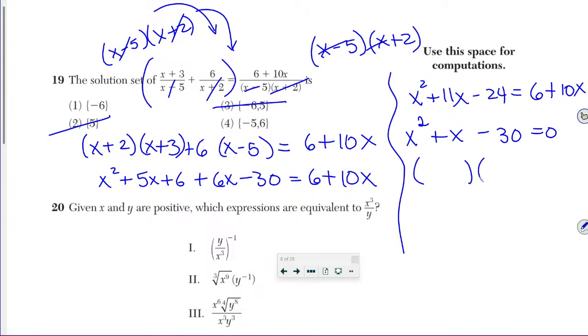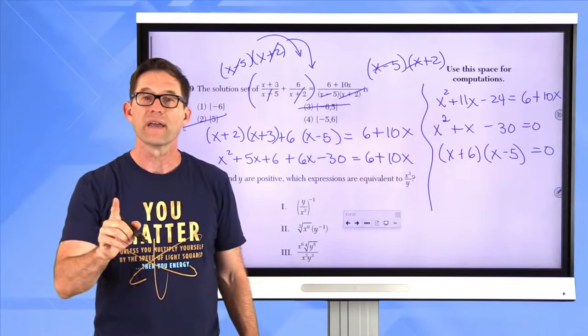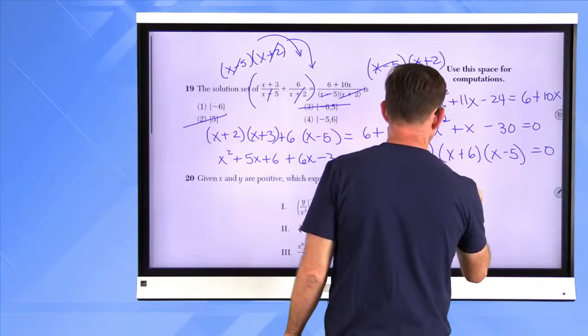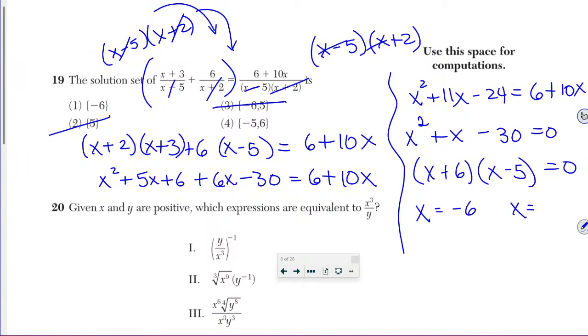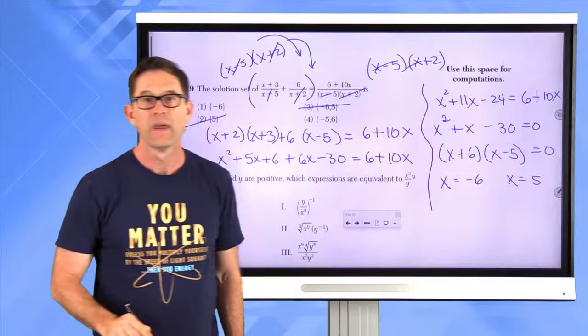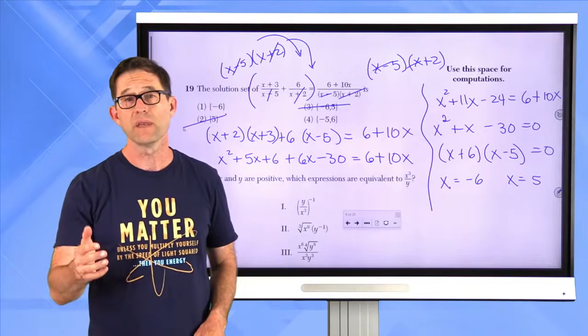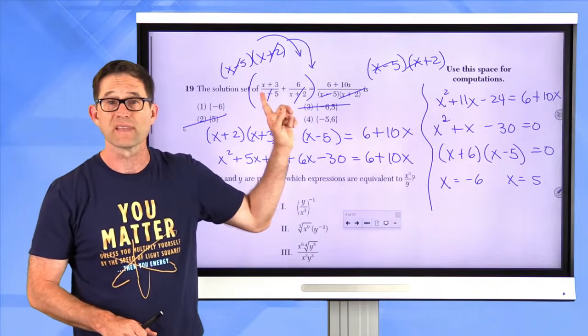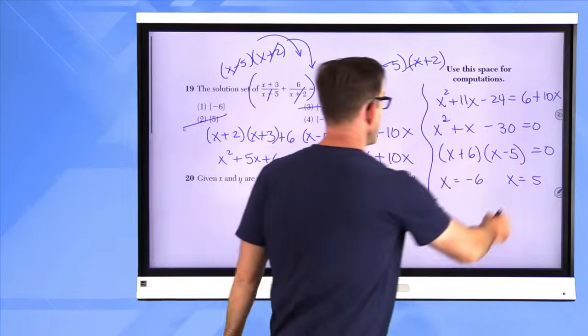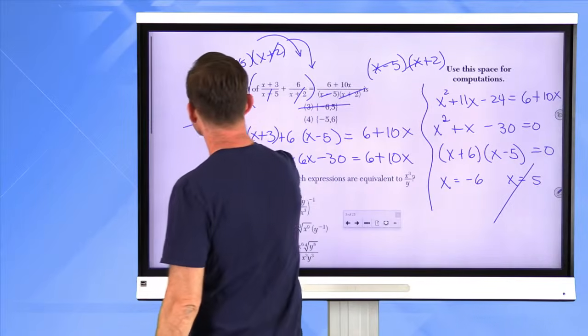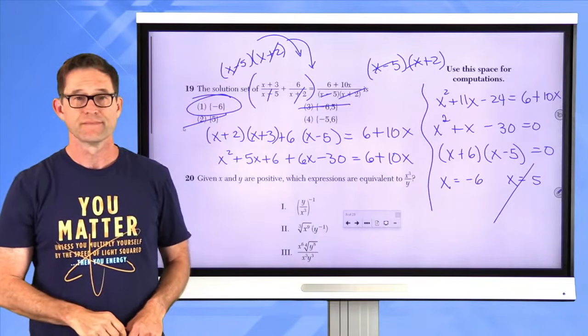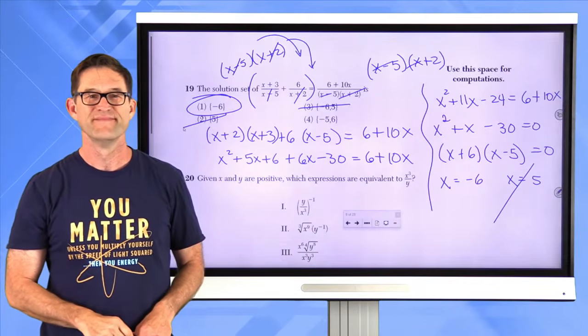Now I can factor that thing. Two numbers that have a product of negative 30 and a sum of positive 1: x plus 6, x minus 5. That gives me two solutions. Those solutions are x equals negative 6 and x equals positive 5. As we have already talked about, x equals 5 has to be rejected out of hand because it's an extraneous root, because it makes that denominator and that denominator equal to 0, which means the only solution to this equation is choice 1. All right.